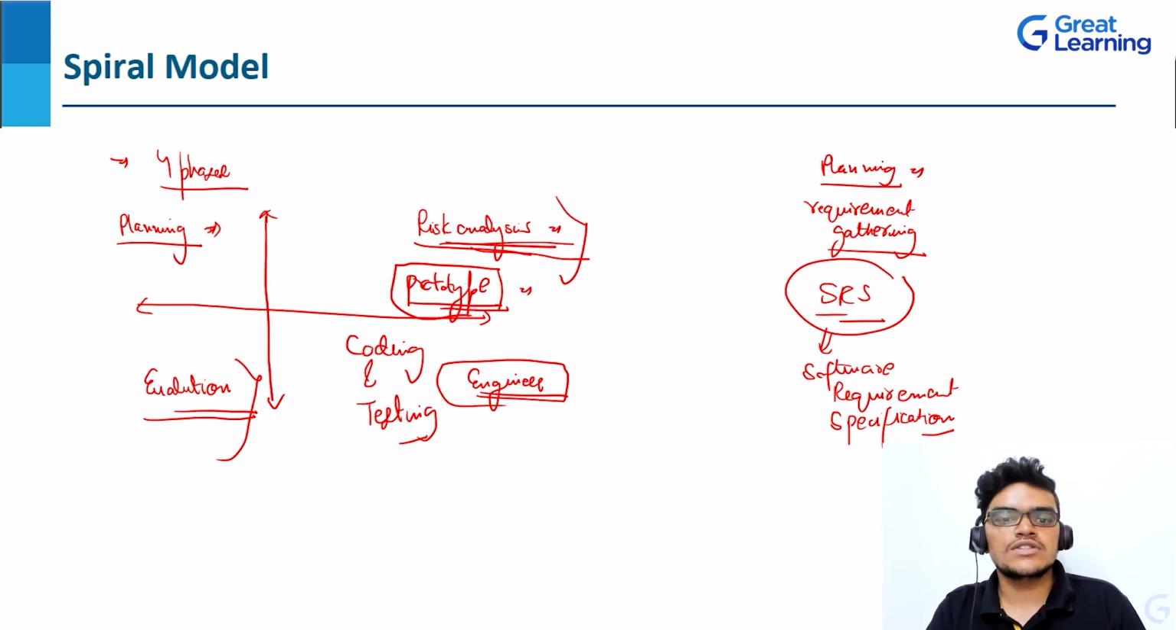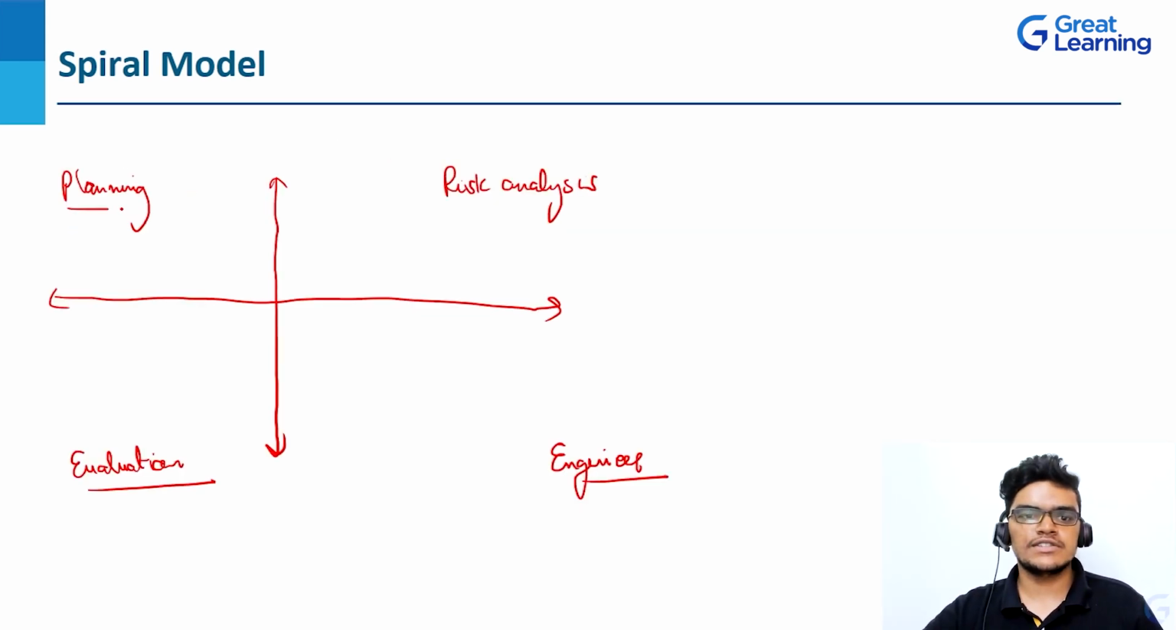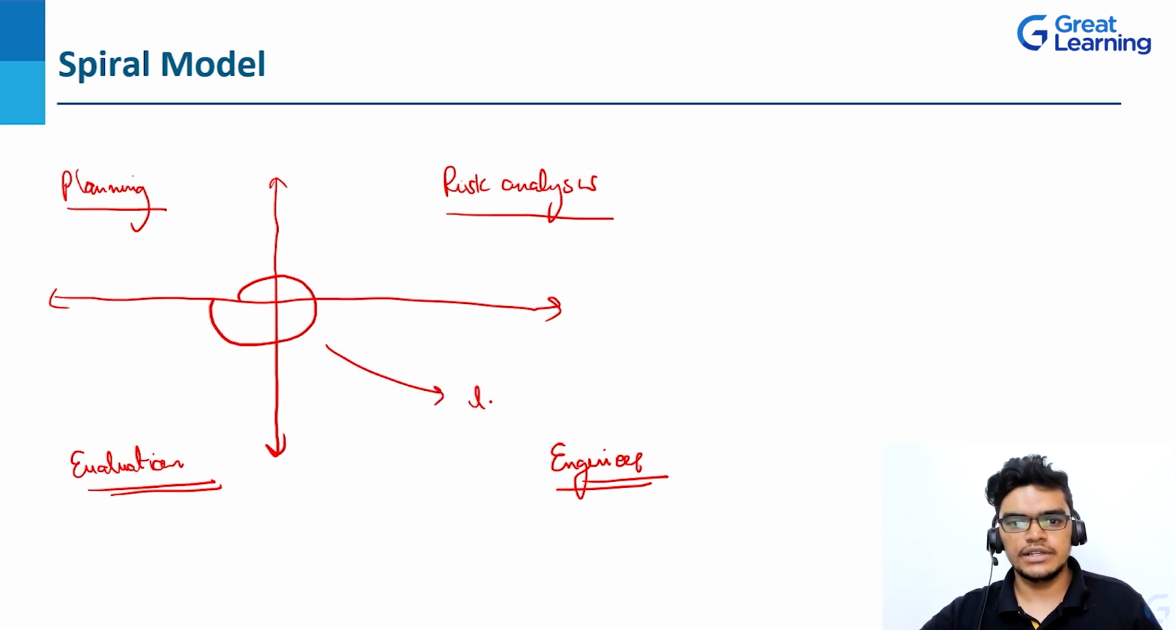Now coming to the last quadrant, here the customer will evaluate the developed software and then plans for the next iteration. Now, after knowing all four phases, that is planning, risk analysis, engineer and evaluation, let me give you a little more of an idea about the spiral model. Let's suppose this will be our loop. This is nothing but a loop basically. So what will happen here? Here the requirement gathering will be done.